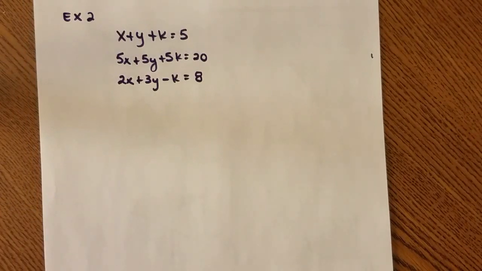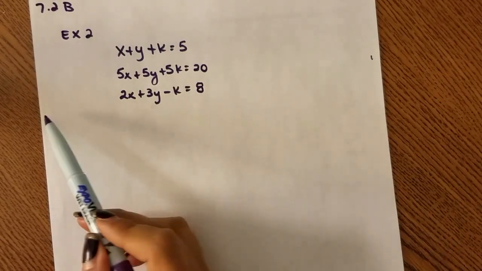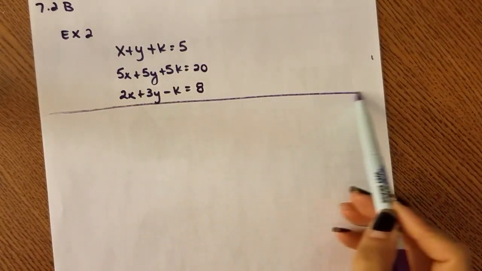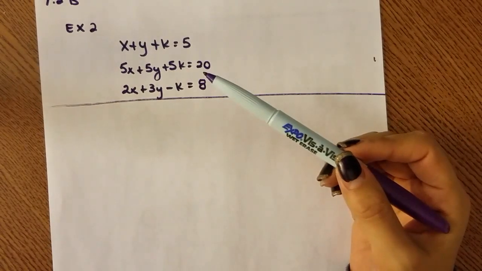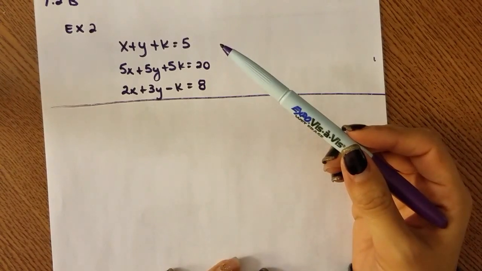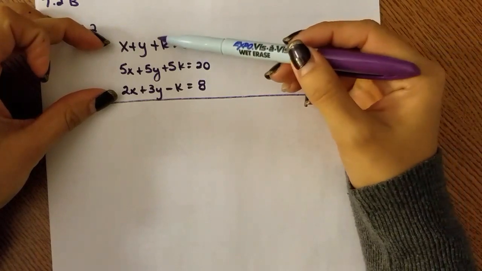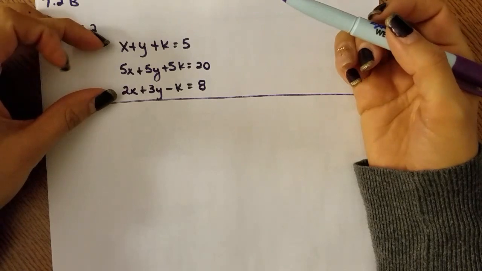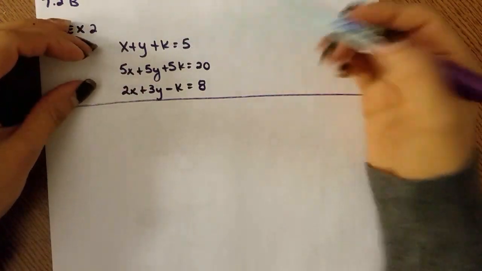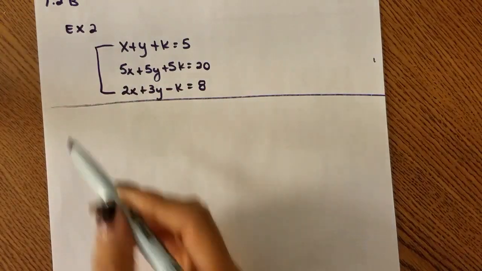All right, in our second example, we're going to go ahead and follow our steps. So we're going to take two of these and eliminate one of our variables. If you look at these, you'll see that the first one and the last one are already set up. They have the same coefficient of 1 for k, and they're already opposite signs. So I'm not even going to fight with it. I'm just going to take this one and that one and combine them down here.